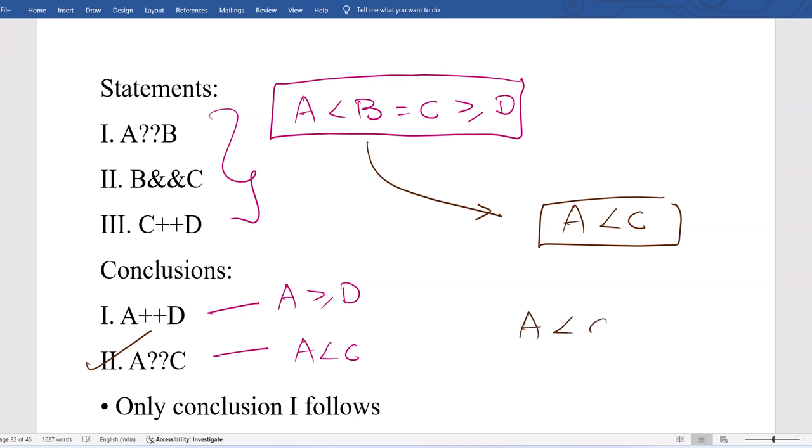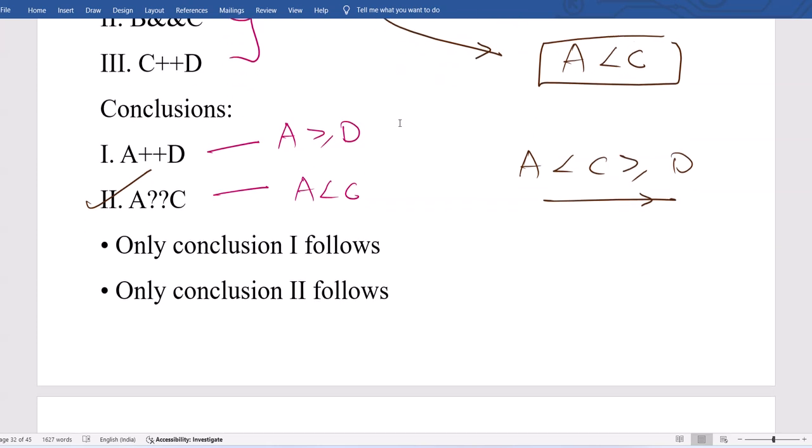A less than C, either greater than or equal to D. From A to D, is there any common symbol? If there is no common symbol, I cannot say any relation between A and D. A can be greater than D, A can be less than D, A may be equal to D. If you have a doubt, you can draw the diagram. I'll show you for this case how to draw the diagram.